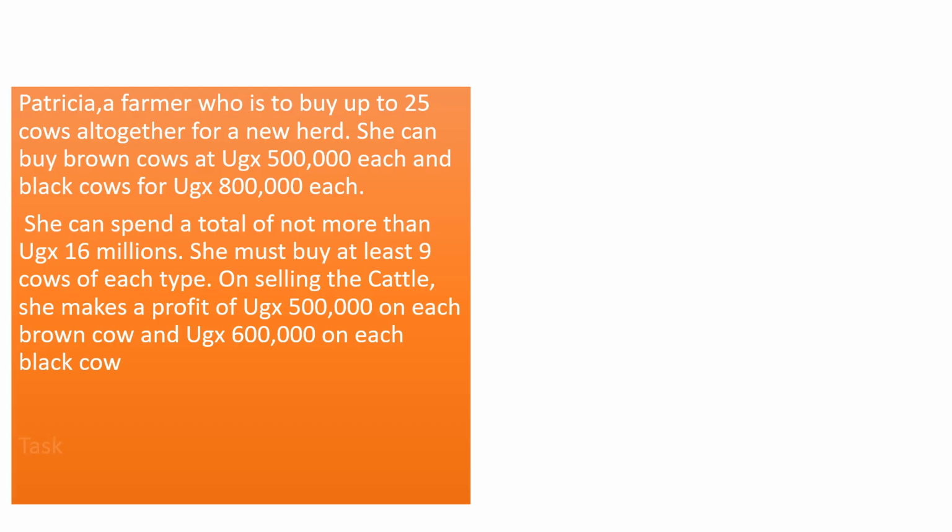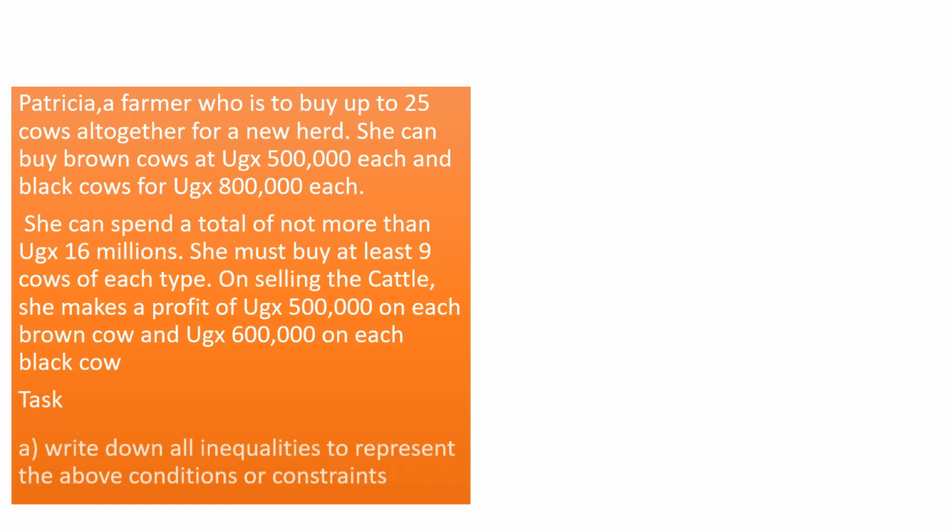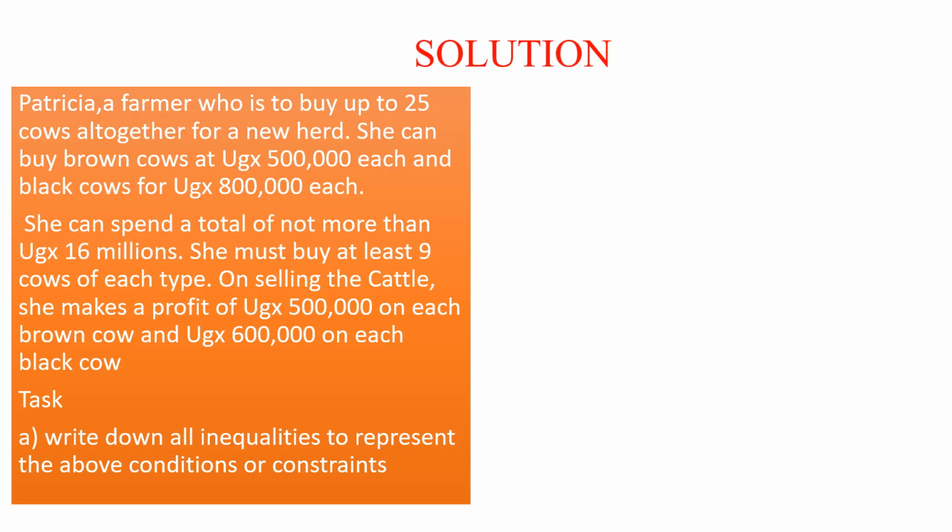Now we have our part A. Here we are saying we are going to extract the inequalities to represent the above conditions. Number one, what are you going to let? In the question, they have been asking us to find the number of cows of each color type that Patricia can buy to maximize the profit.